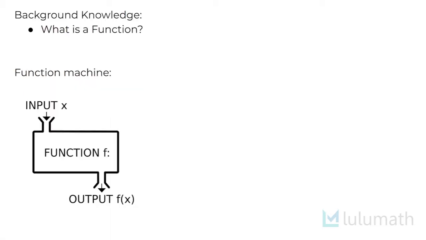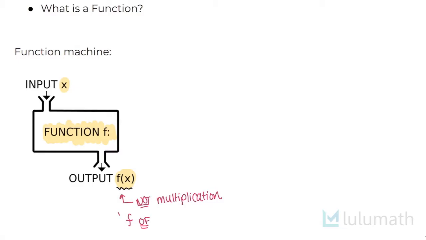So if you remember, a function machine takes some input, which we call x, it does some type of function, some type of rule, and then it gives us an output, which is called f of x. Now, one quick note is that this is not multiplication. This is saying f of x, which is short for function of x. So when we see this notation, we automatically know that we are dealing with some type of a function.